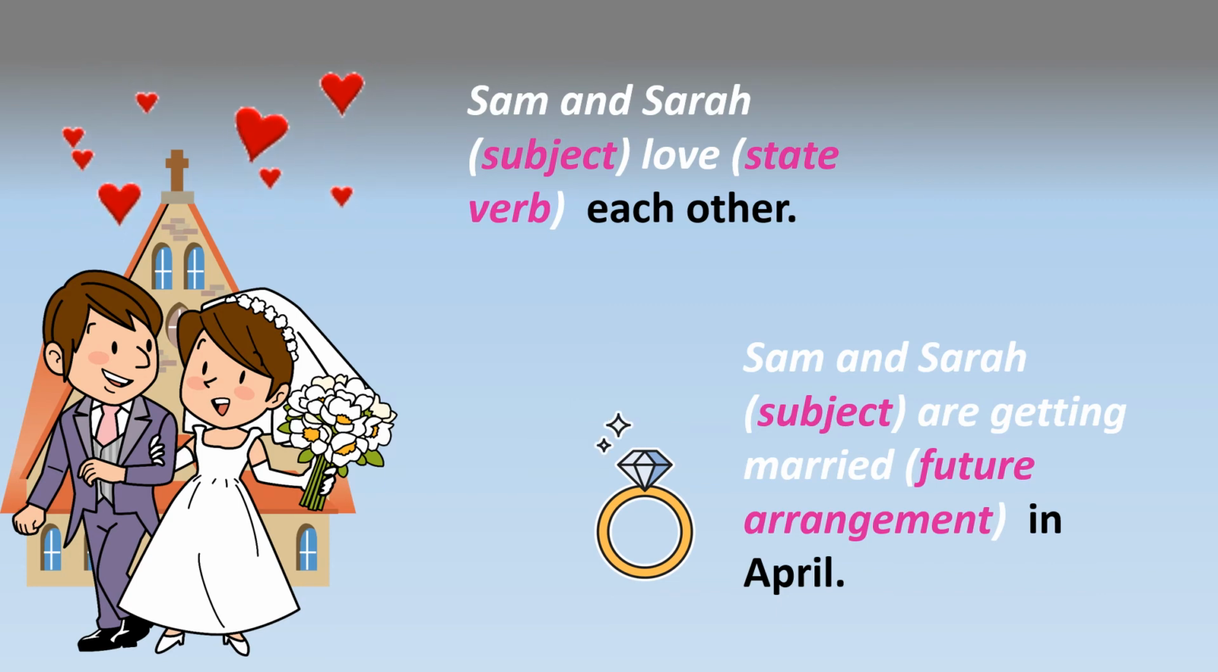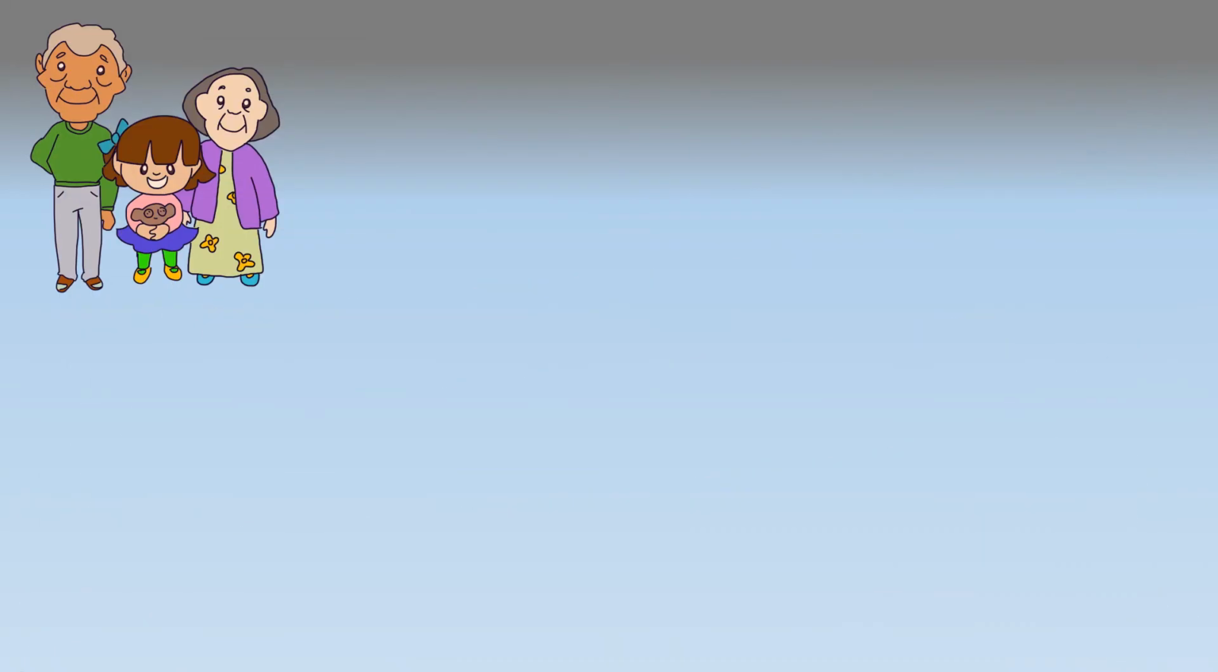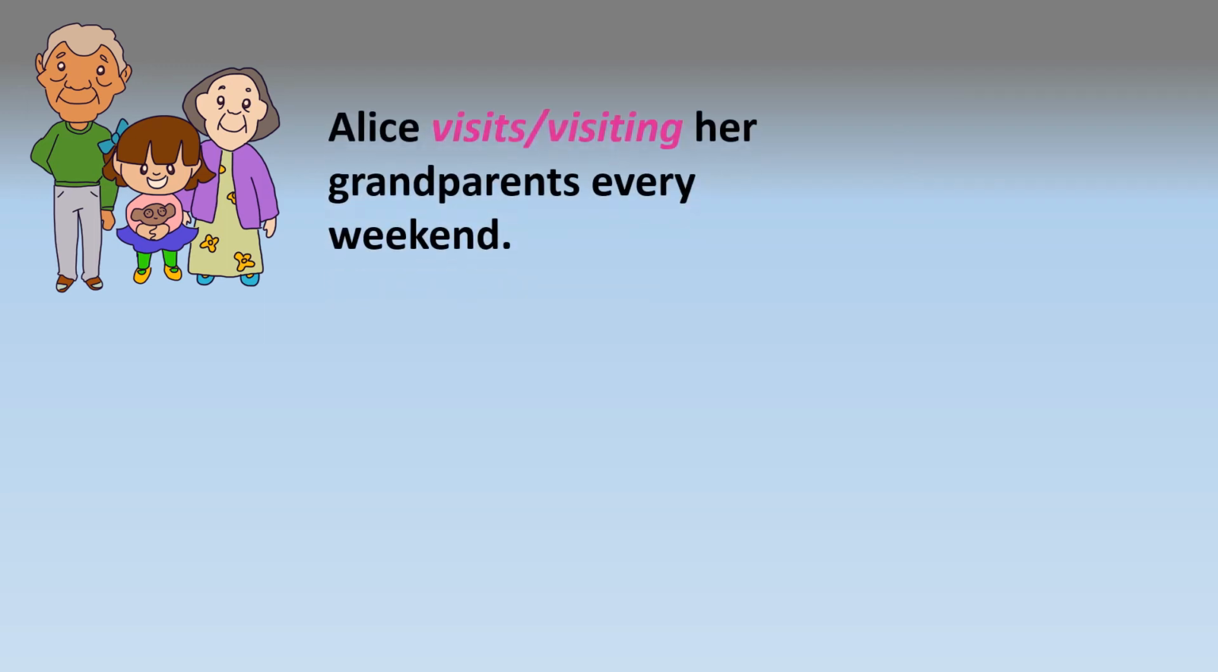Let's practice this a bit more. Look at Alice. Alice visits or visiting her grandparents every weekend. If you look at that sentence, we have every weekend in there. So what does that tell us? It tells us it's a present simple. Because this is a repeated action, it happens every weekend.